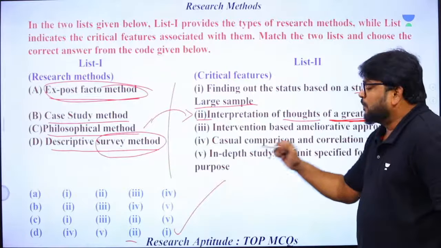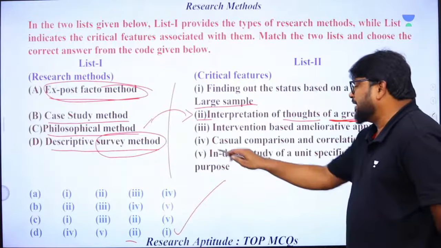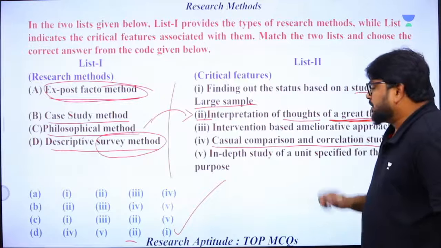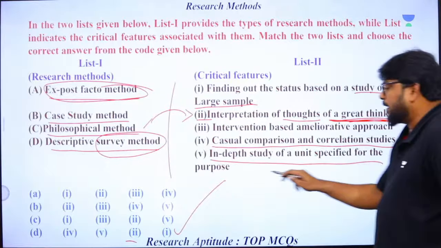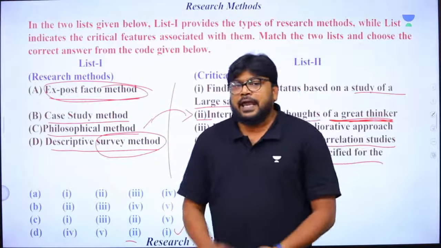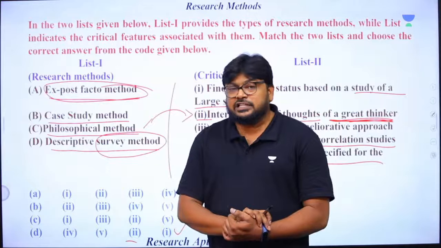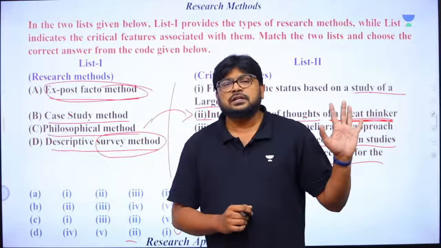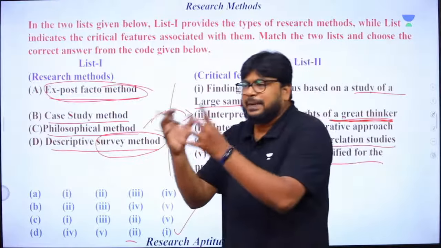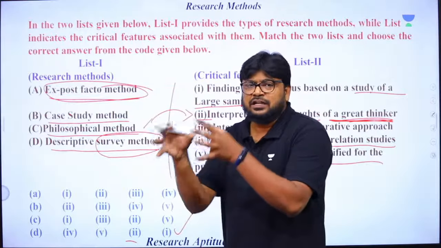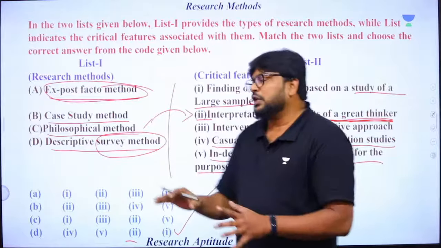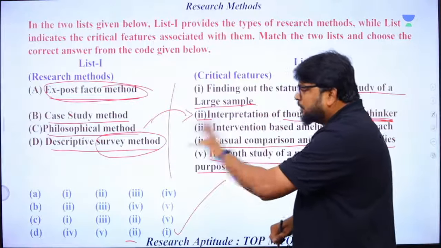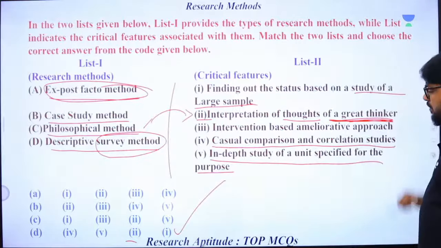Then we have one more option, that is ex post facto research, that is causal comparison and correlation studies. Next we have case study method, an in-depth study of a specified unit for a particular purpose. Always remember, a case study doesn't require sampling and doesn't require a hypothesis. You remember these words. You are just going with a particular solution, with individual research. It's a descriptive one. So case study doesn't require sampling, and it doesn't require any kind of hypothesis. So D is the answer for this question. Next question.